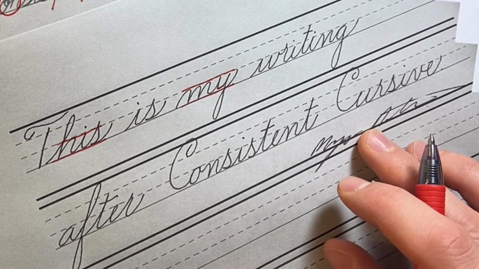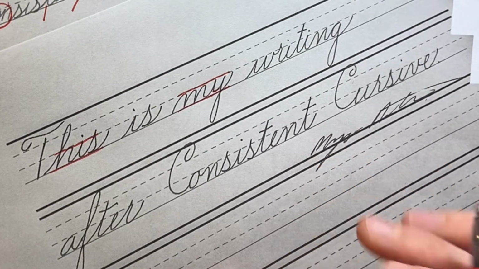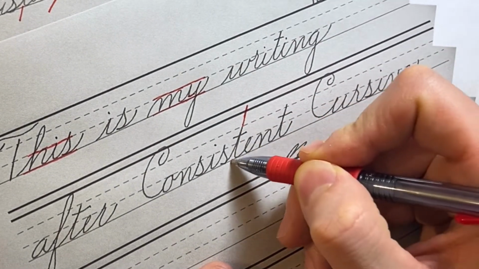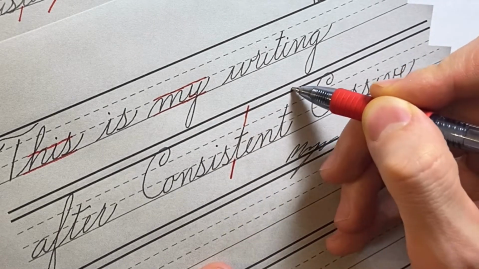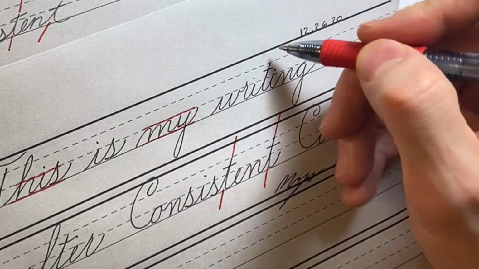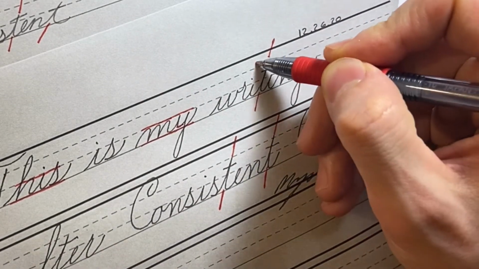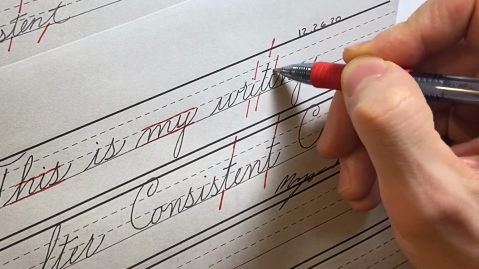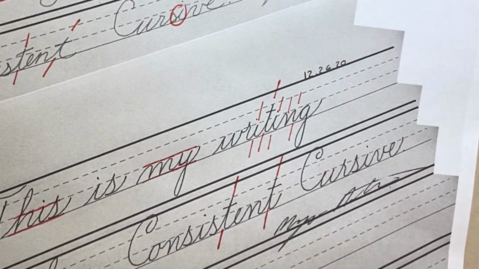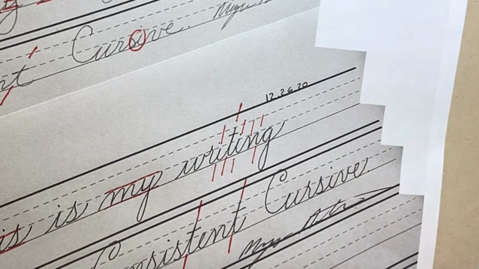If we look at the slant, we just look at those two T's in consistent again. Look at these two T's, the angle they're on, very similar angles. And I'm seeing that similar angle in all of her writing. And it's that consistency of slant that really brings your writing together and makes it look cohesive.